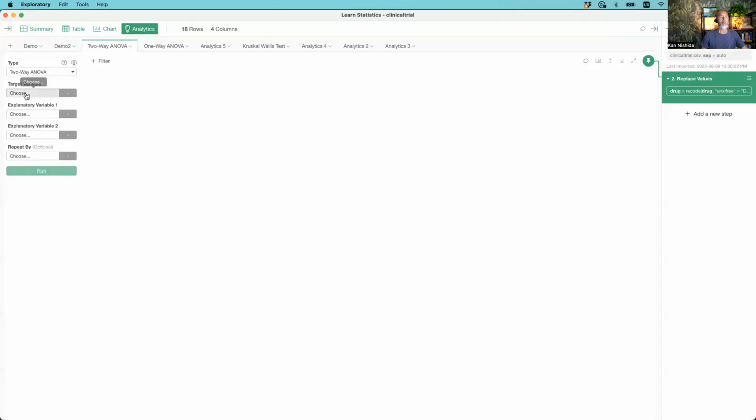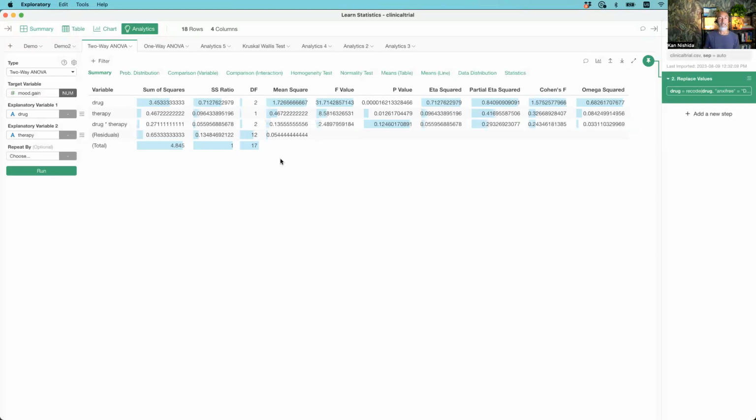Okay, and the target variable is mood gain, which is how much the mood has improved a couple of weeks after they take the drug. Explanatory variable one is the drug, which is exactly the same as the one-way test we did in the last session. Now we're going to bring in another variable called therapy. So now we have two variables, and we run it. Okay, and here's the result.